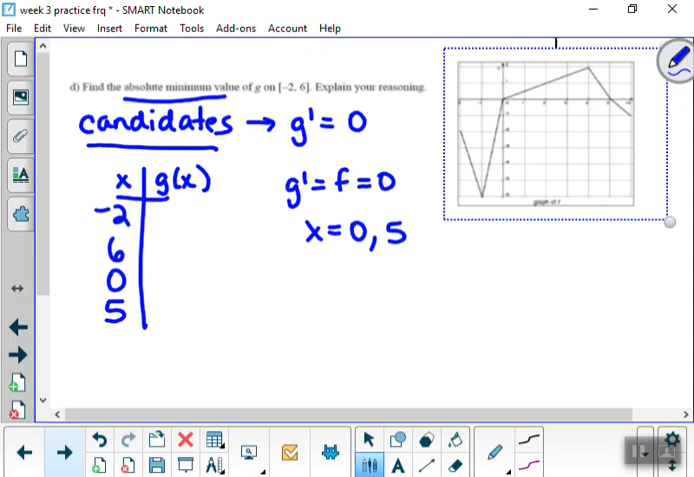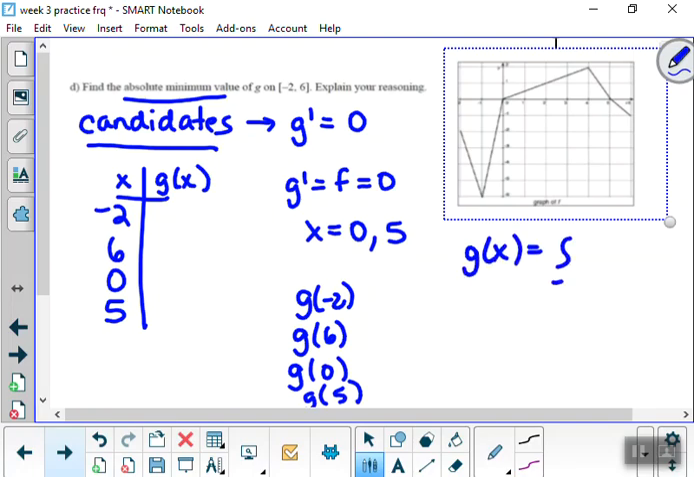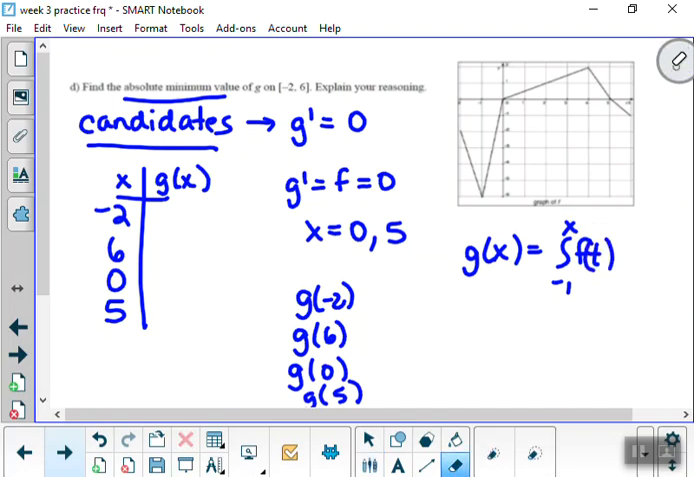So I need to find the value of the G function for each of those, and whichever one gives me the biggest answer, that answer is my maximum. Okay? The table of candidates is going to be your justification. So we're going to need G of -2, G of 6, G of 0, and G of 5. And remember, G of x is the integral from -1 to x of f of t dt. So these are area questions again.